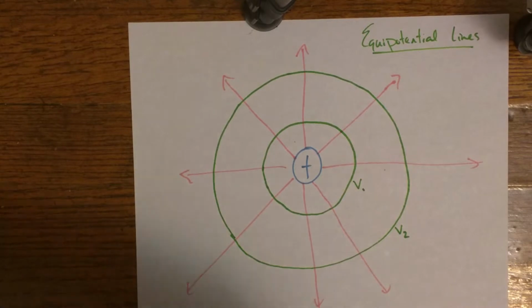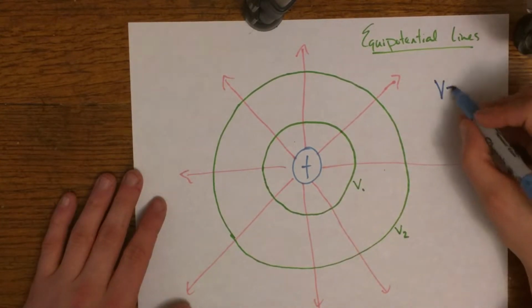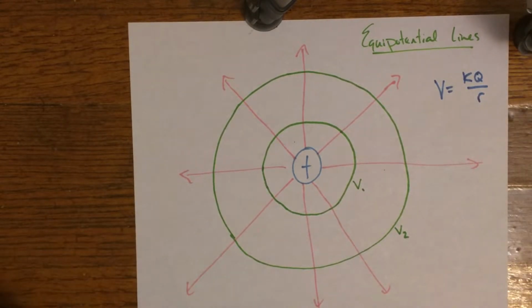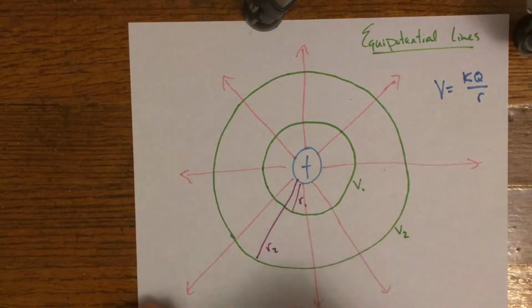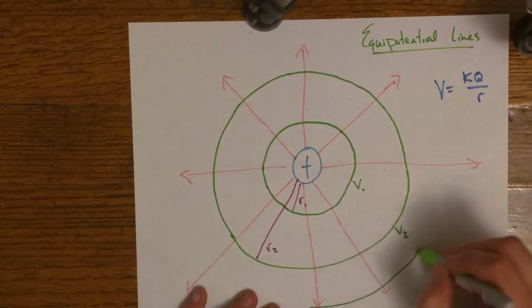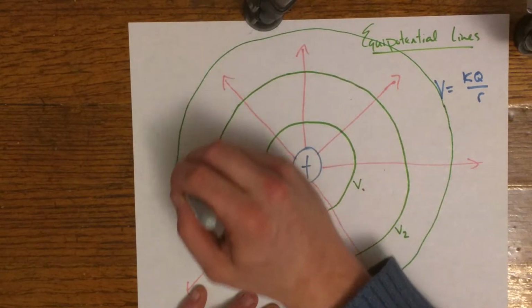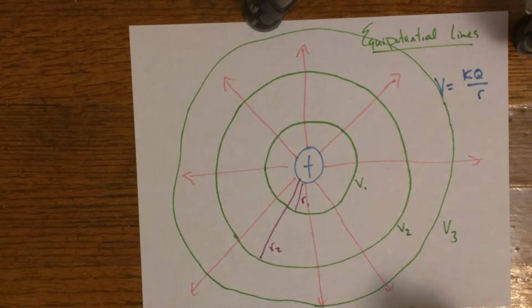Remember, I could write a little note for the potential of point charges, that is KQ over R. All of these points have the same R. So it makes sense that all of these points, this would be R1, that would be R2. It makes sense that all of these points in this circle have the same potential. Hopefully this makes it. That's V3.